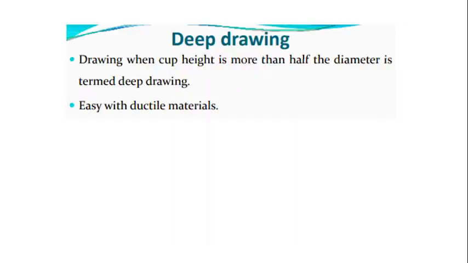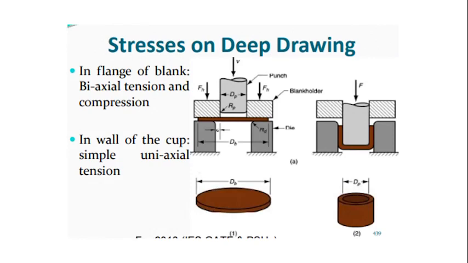Okay. Now move on to deep drawing. It is like a drawing process only, but in the deep drawing process, when the cup height is more than half the diameter, then it is termed deep drawing. And this forming process is used for ductile material because it is easy for ductile material.